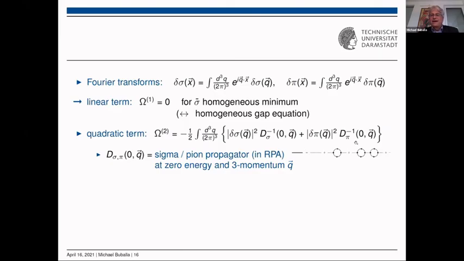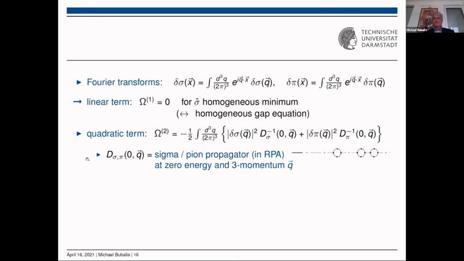So the propagator at zero energy and finite momentum. And now you see, there's a minus sign here. These quantities are just strictly positive. So if this inverse propagator becomes positive in some momentum region Q, then we could just choose the Fourier components in such a way that they are just present for those Q, and then that would lead to some instability. So that would lead to a lowering of the thermodynamic potential.